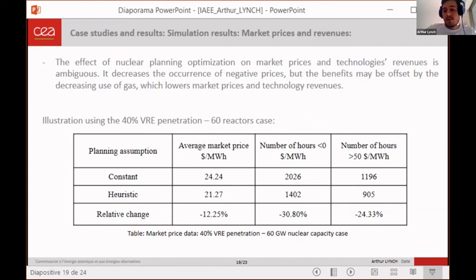Similarly, the decreasing number of peaking prices in the electric system simulation is linked to the decreasing use of peaking gas plants, which are the marginal technology that explain peaking prices. So prices tend to be less volatile and center themselves around the marginal cost of nuclear, in this model at least. I hope that answers your question.